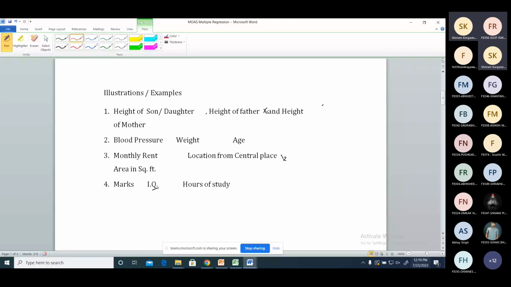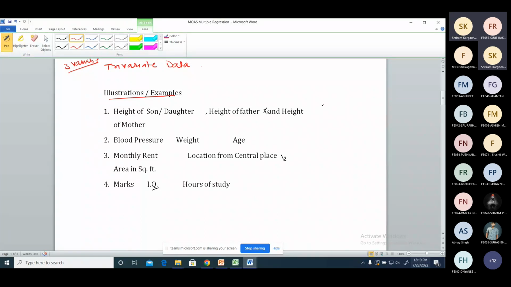So first we have to understand the trivariate data. In your syllabus, your multiple regression topic is restricted to three variables only. Okay. And when we collect the data on three variables under study, such data is called the trivariate data. So these are some examples where we need at least three variables.